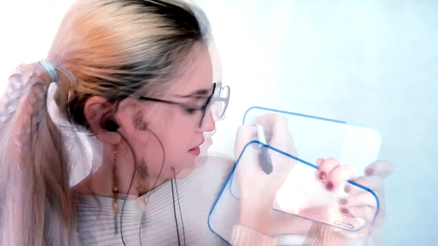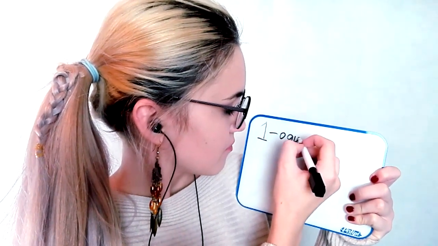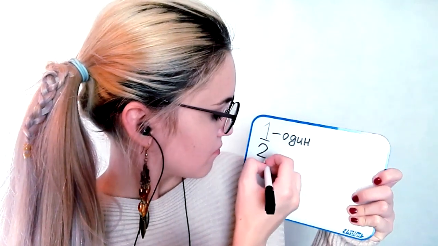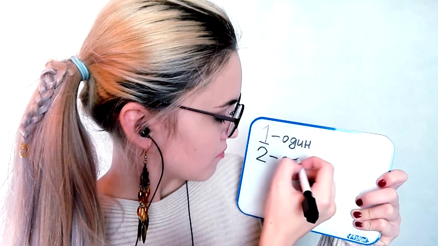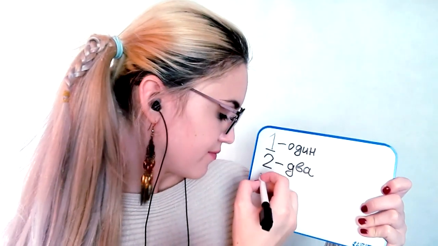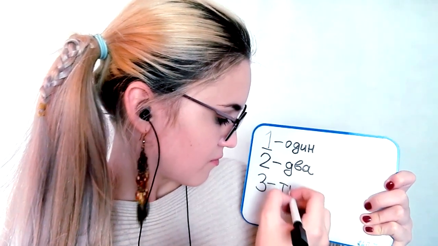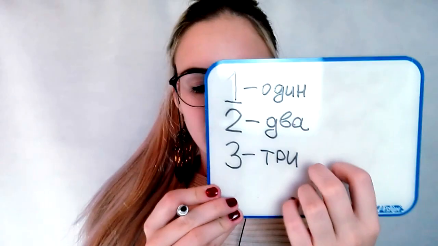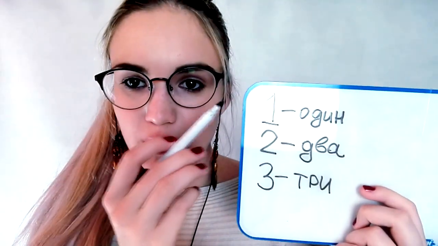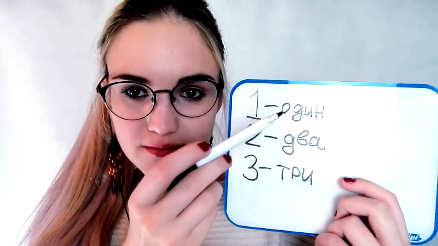So I'm going to start from numbers from 1 to 10. I write them down here, and also I give a Russian version of them and pronounce it for you. So first, second and third, numbers 1 to 3, are pronounced in Russian like this.